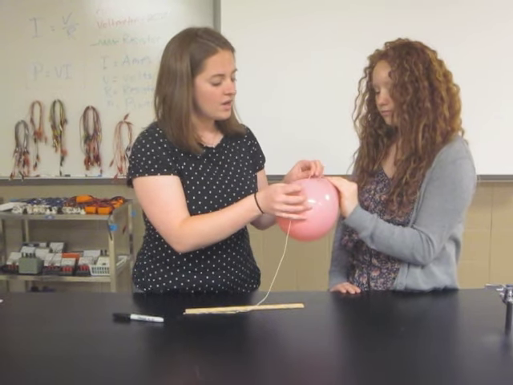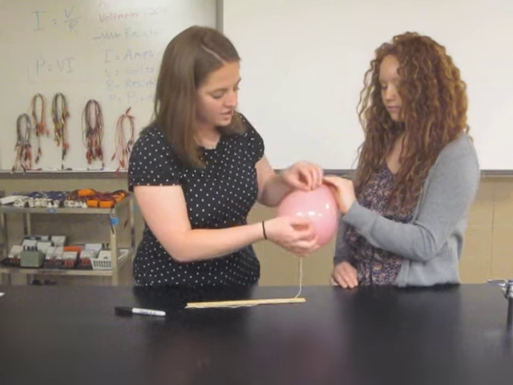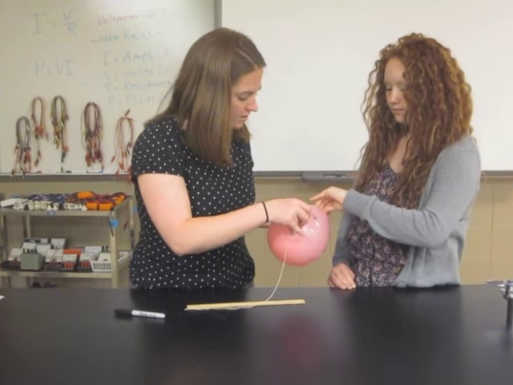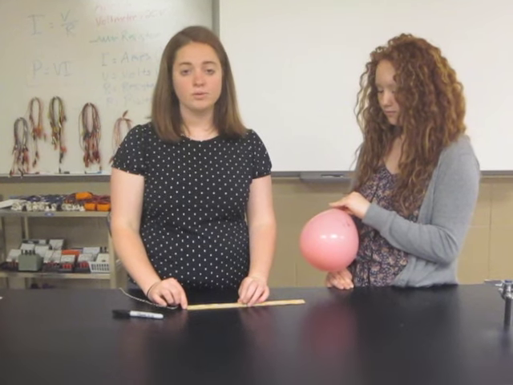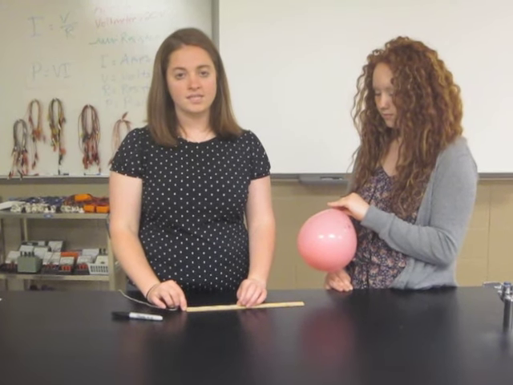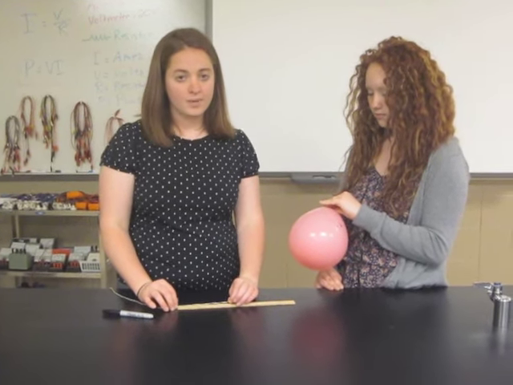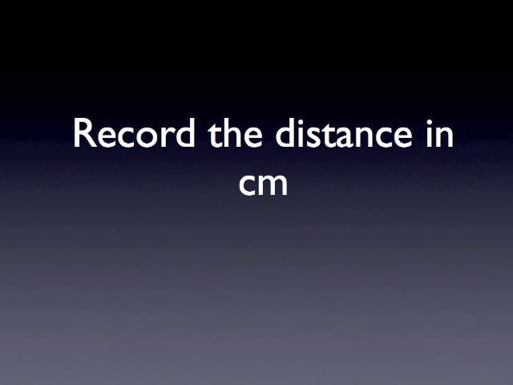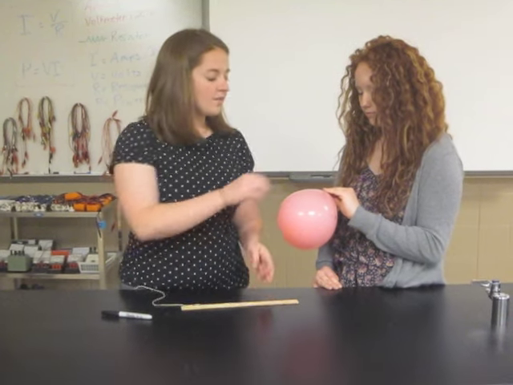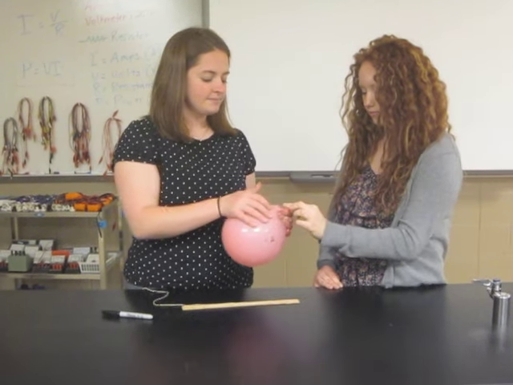Once again, you're going to measure from the letter H to the letter A, record the distance using your ruler in centimeters, and write the distance on your paper. Repeat this process from H to B and H to C. You will then inflate the balloon one last time.